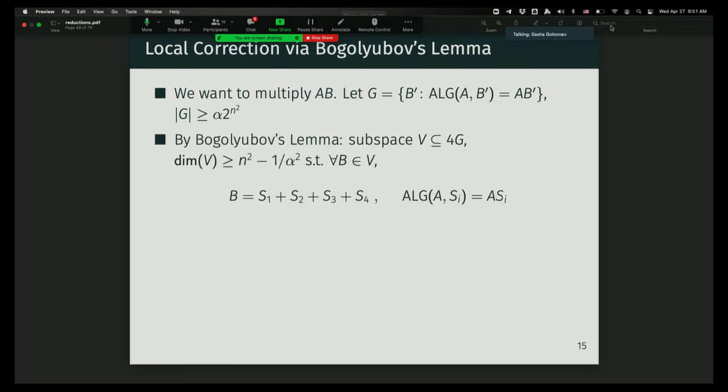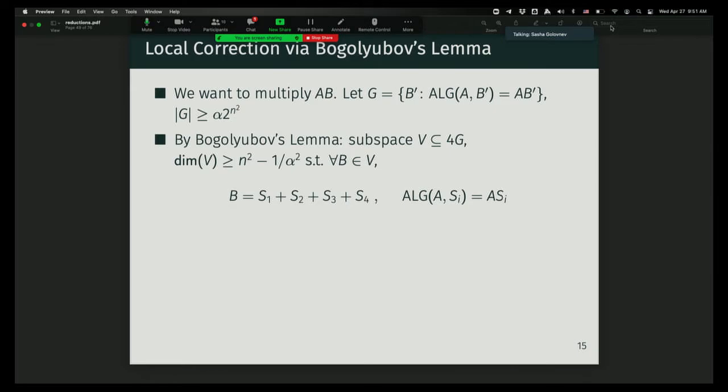Okay, so by Bogolyubov's lemma, 4 times G contains a huge subspace. Okay? So for every matrix from this subspace, because it's in 4 times G, I can write it as a sum of 4 matrices. Each is a good matrix. What does good mean? It means the average case algorithm works correctly for this matrix.